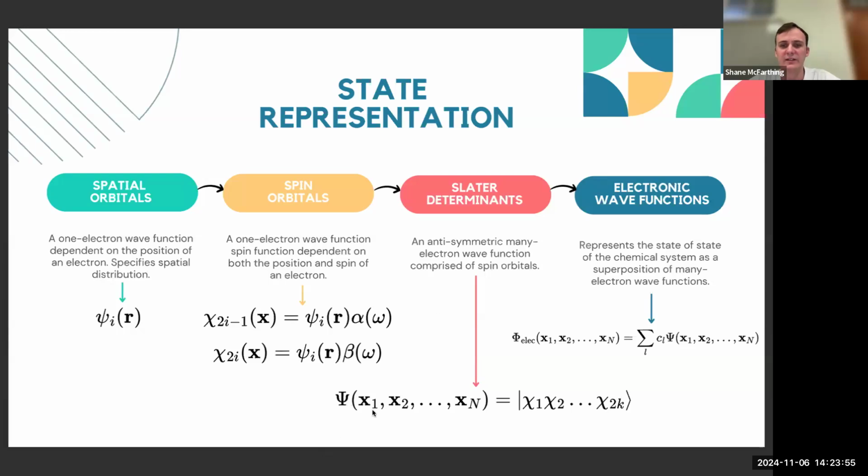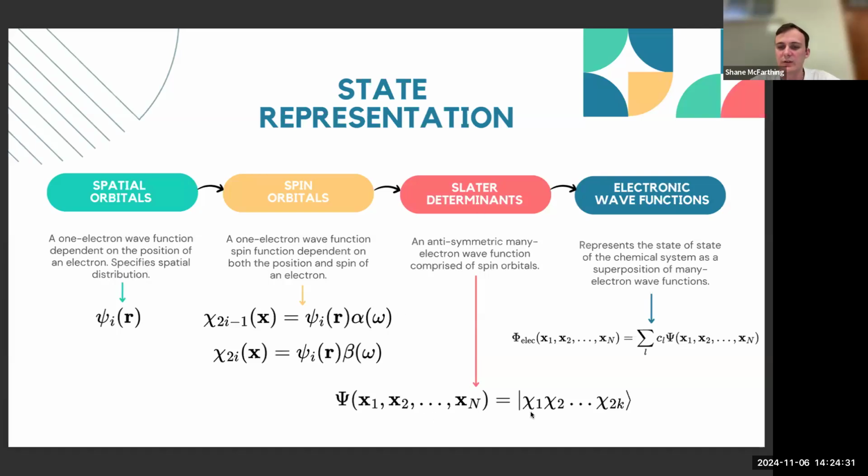And that gives us these Slater determinants, which is a wave function that takes in some coordinates x1 to xn of the electron. And then it gives us a specific state that's dependent on the occupancy of the spin orbitals. And these parameters x, it's actually a set of 4 coordinates. So it's the x, y, and z spatial coordinates of the spatial orbital for the electron, and then it's also the spin coordinate. And then that gives us these Slater determinants.